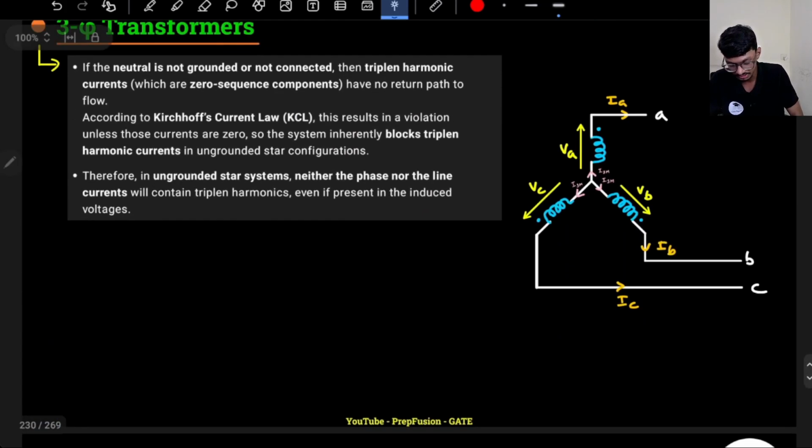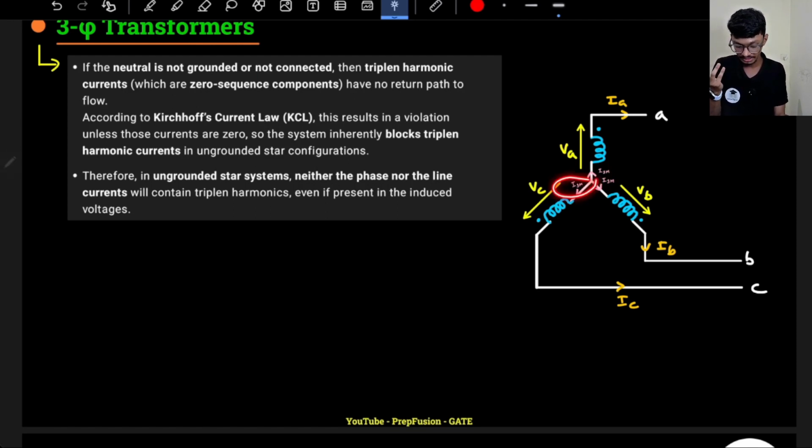But now let's discuss current. We have discussed phase voltage. Now let's discuss the current. Let's assume that the neutral is not grounded, and hypothetically, that there is zero sequence current flowing through all three phases, because there is an induced voltage that contains harmonics. So there will be currents as well.